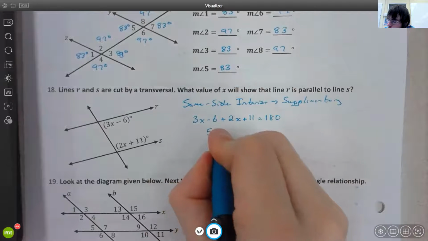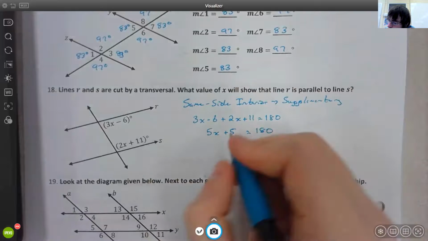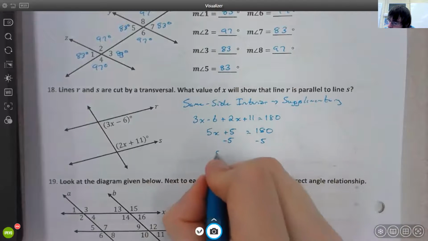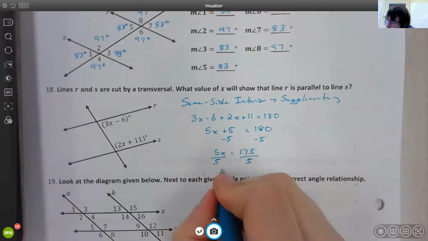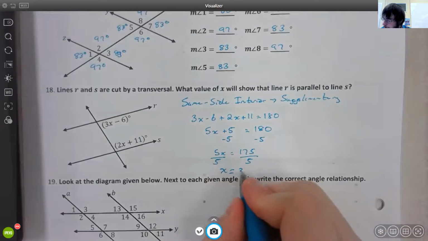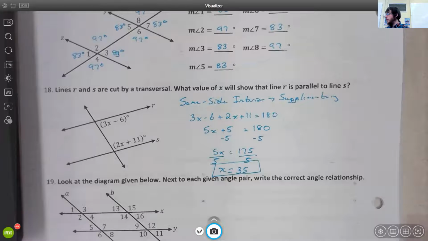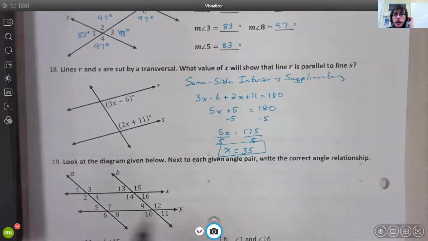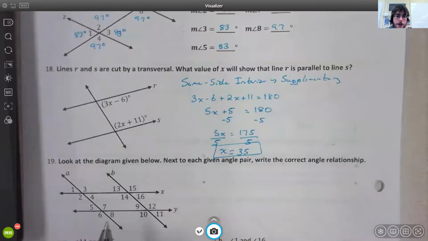3x plus 2x gives us 5x. Negative 6 plus 11 gives us 5, equal 180. Subtract 5 from both sides, and we get 5x is equal to 175. Divide both sides by 5, and we get that x is equal to 35. And that's our answer. So the key to these is to identify what type of angles you have, and then tell whether they're supplementary or congruent, and then set up your equation and solve.